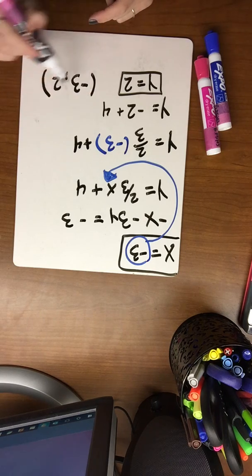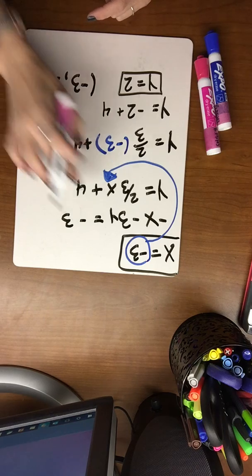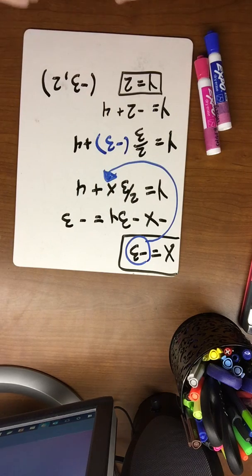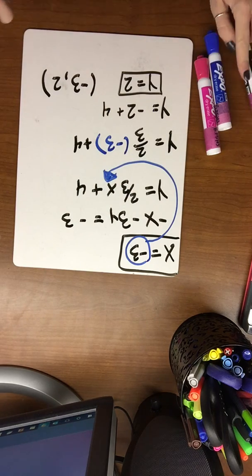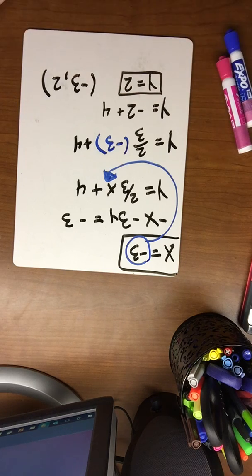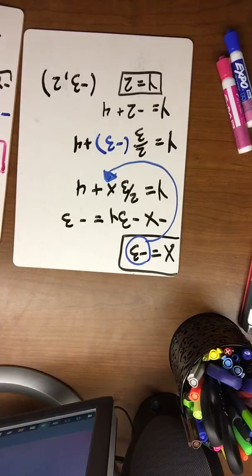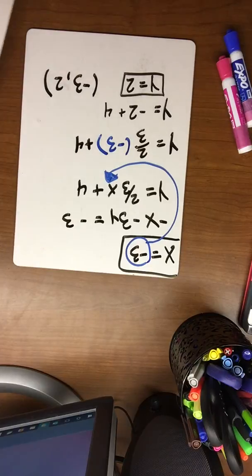You should always write your answer in point form if you're given x and y. In a word problem, we are going to state what x is and what y is. Once you do that, we always have to check our answers. Always check your answers. So let's check our answers.